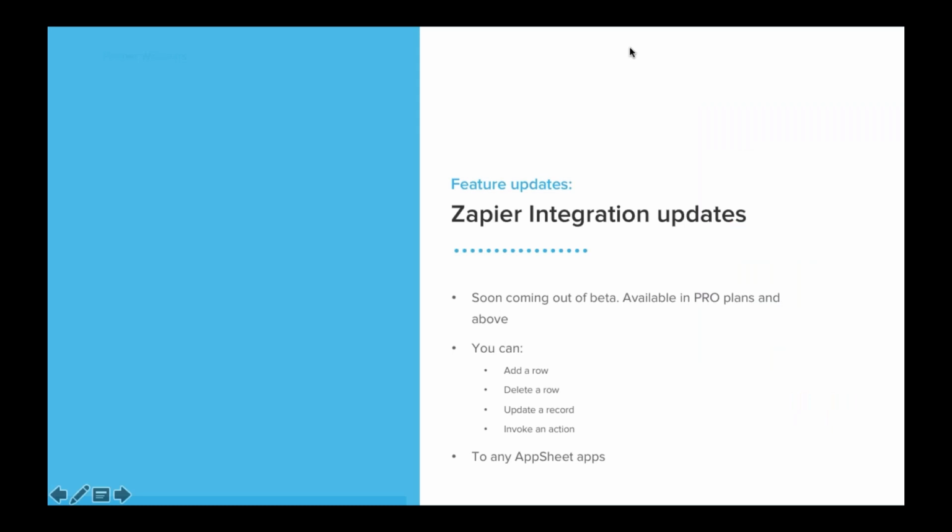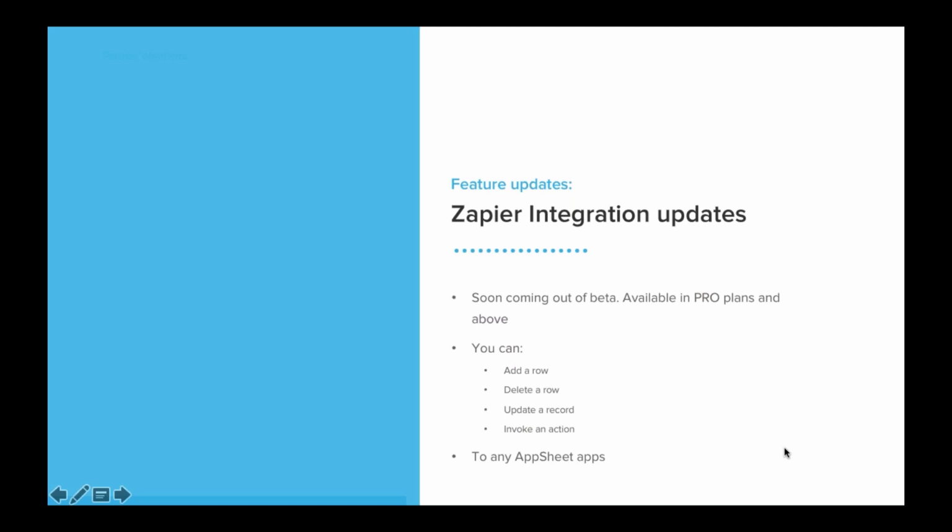Now, the basic list of things that you can do on Zapier with the Zapier AppSheet integration onto AppSheet apps is that you can add rows, you can delete rows, you can update a record, or you can invoke an action. Those are the key main things that you can do on AppSheet apps. That means that you can automate a lot of things going from Zapier into your AppSheet applications.